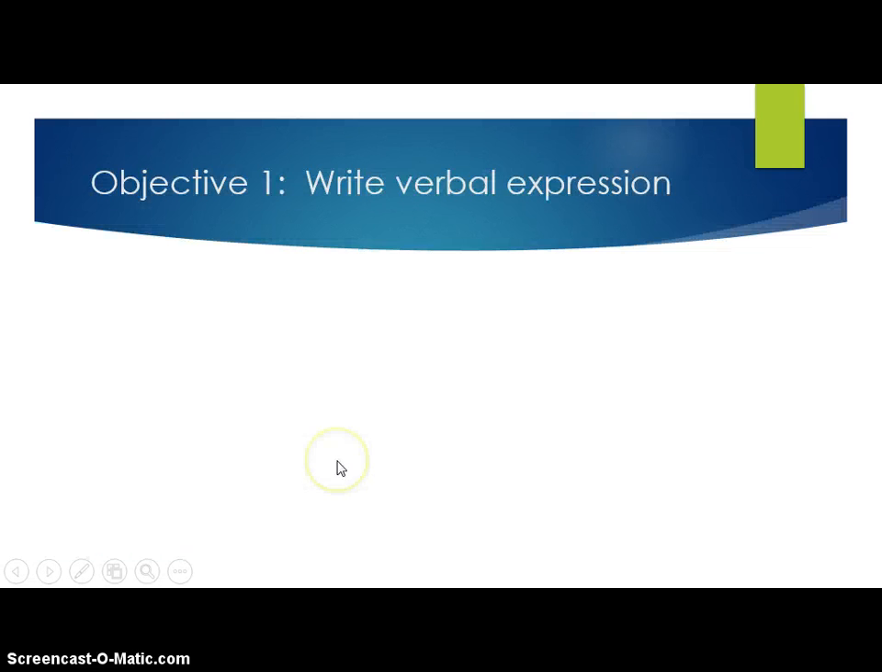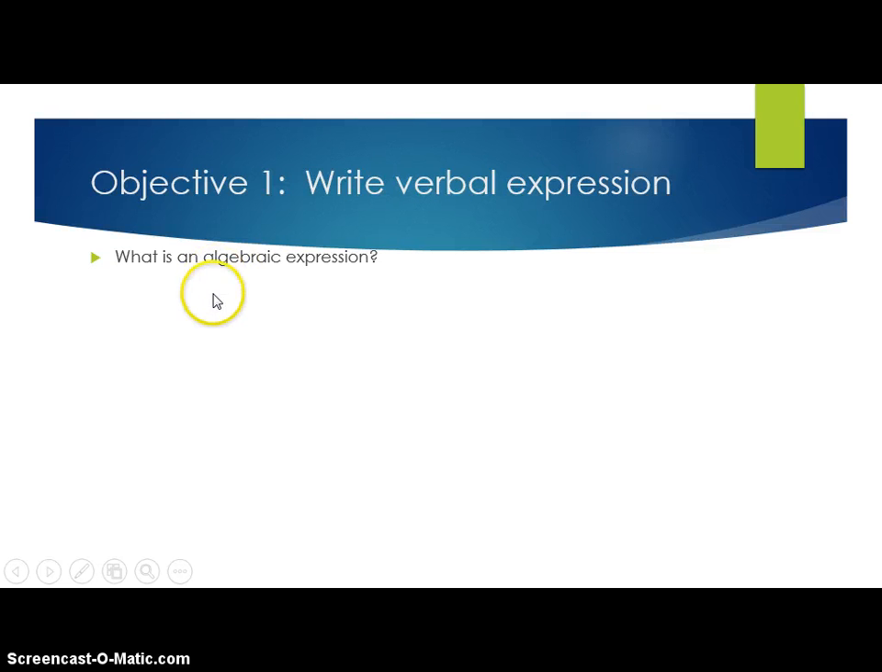So, objective 1. We're going to write a verbal expression. So we're going to take something written in algebra and convert it to words. To do that, though, we want some background information, and I'd like you to define these words. So what is an algebraic expression? It's any expression that contains a variable.